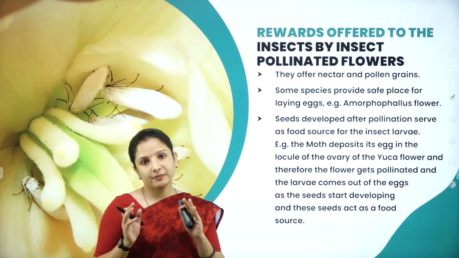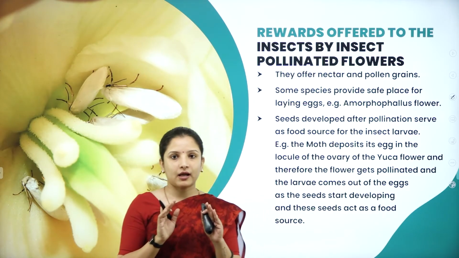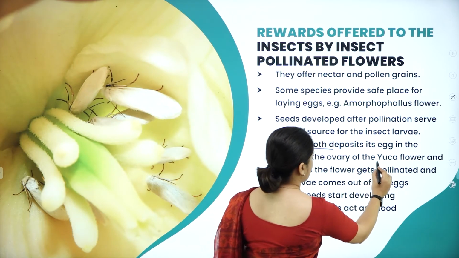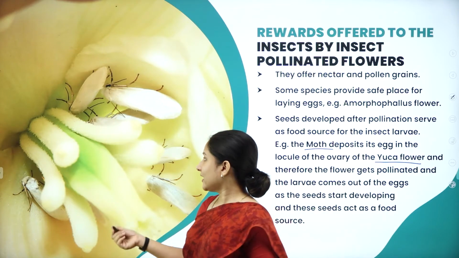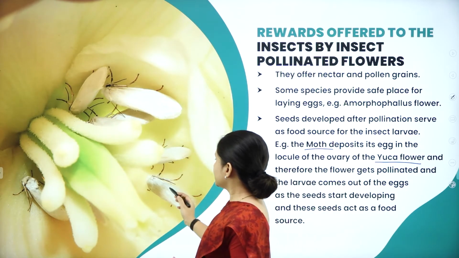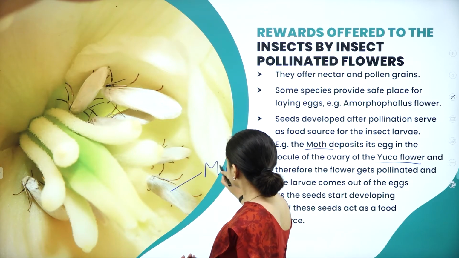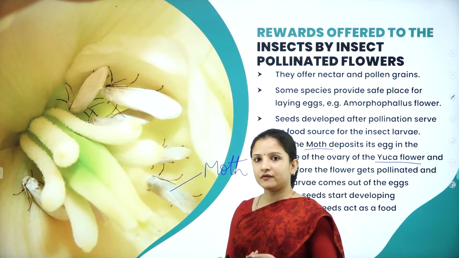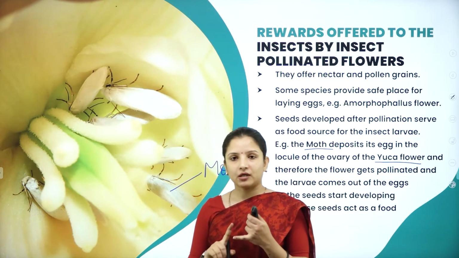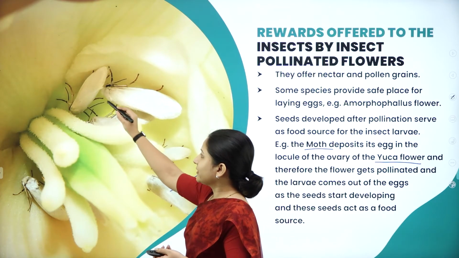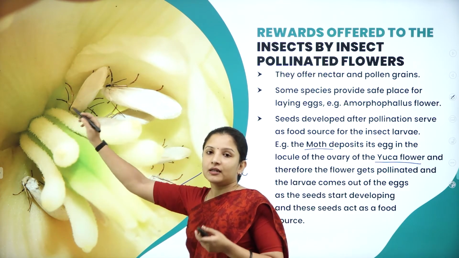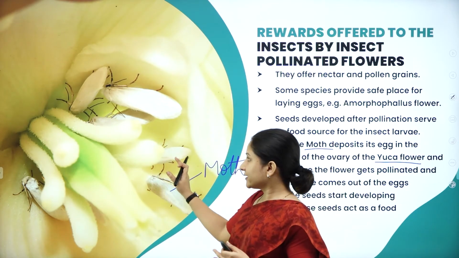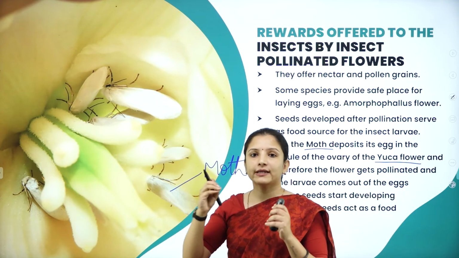So I'll give you the best example: an insect called the moth and the yucca flower. So you have the yucca flower. Here you can see the yucca flower, and this moth has visited it. Why has it visited the yucca flower? Of course, for feeding on the nectar, but apart from that, it will deposit its eggs in the yucca flower. Like how birds build a nest to lay their eggs, these insects depend on the flower as their home to lay their eggs.